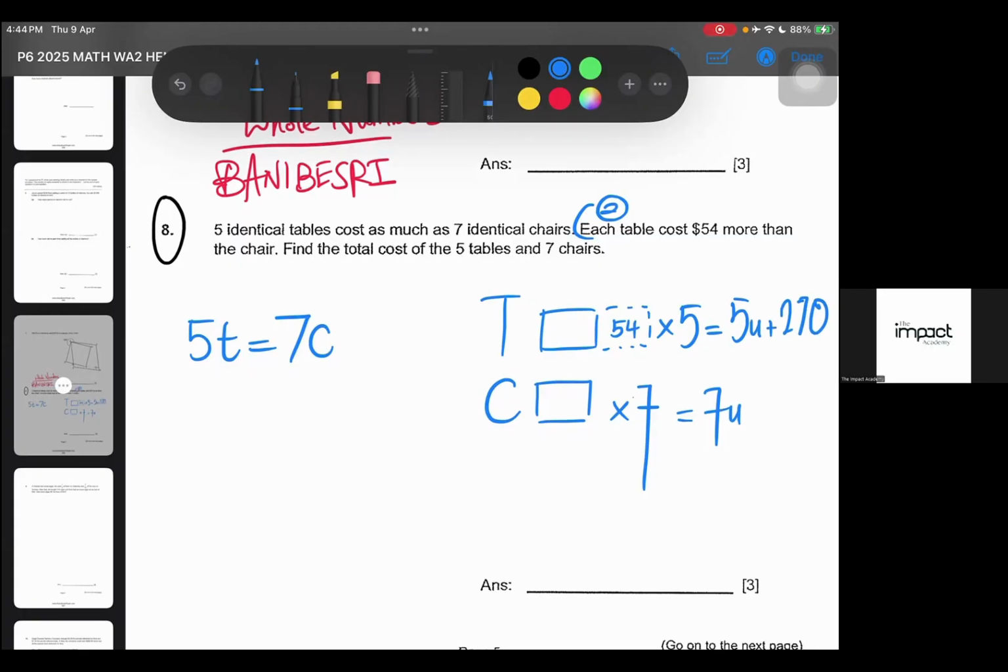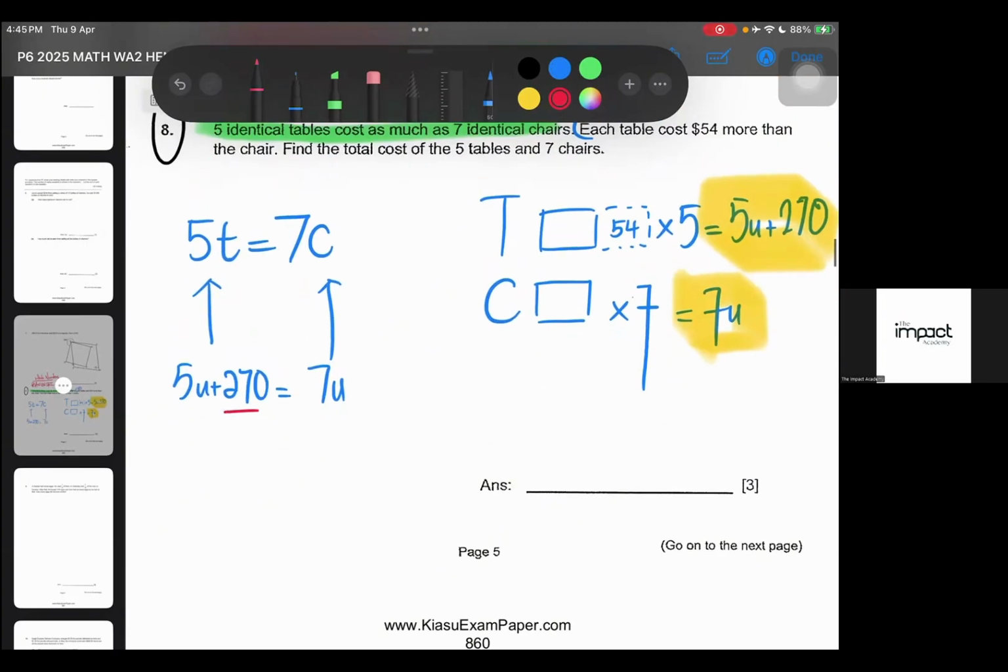And okay, now why is it that I'm doing this? Because I want to form an equation. Isn't it true that, in fact, the question did say 5 identical tables cost as much as 7 identical chairs, right? So you see, my 5 tables now becomes 5 units plus 270 is equals to my 7 chairs becomes 7 unit. This basically tells me that 2 unit is 270. 1 unit in this situation is 270 divided by 2, we get to 135. Then, of course, our job is to find the cost of the what?